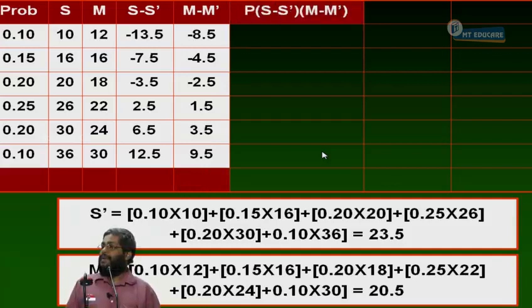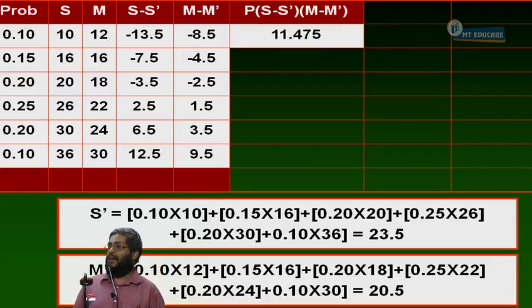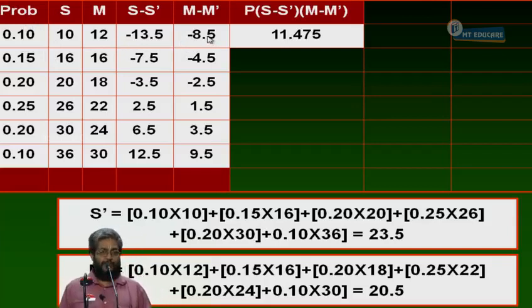Next, P into S minus S bar into M minus M bar. Tell me why I am doing this calculation, to find out what? Covariance. Okay. Now, 0.1 into minus 13.5 into minus 8.5. Get a feel for the numbers. Tell me what is the number here? 11.475.